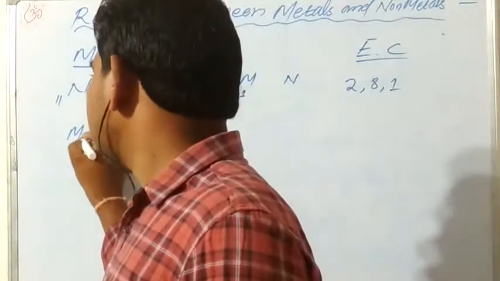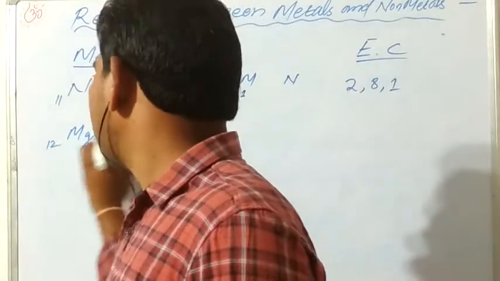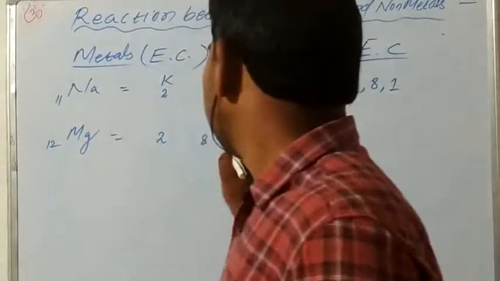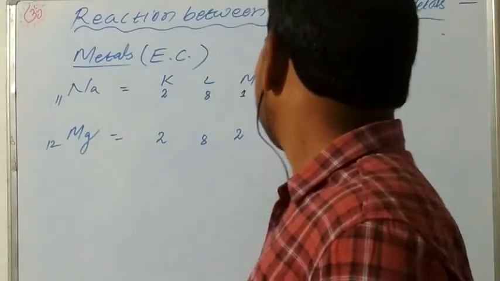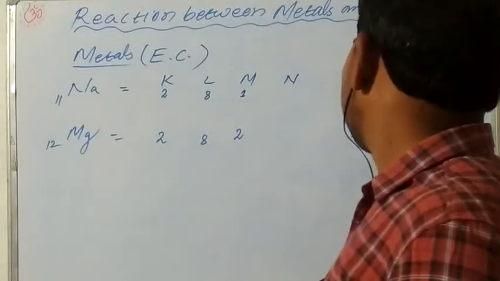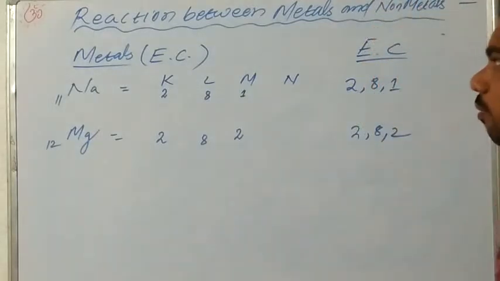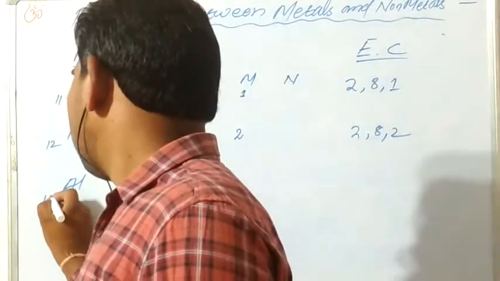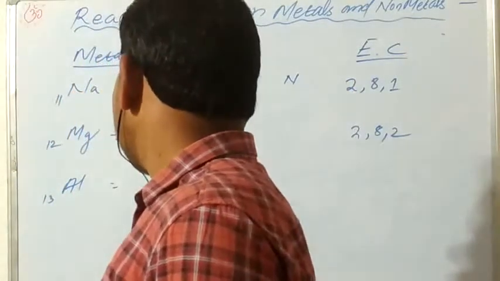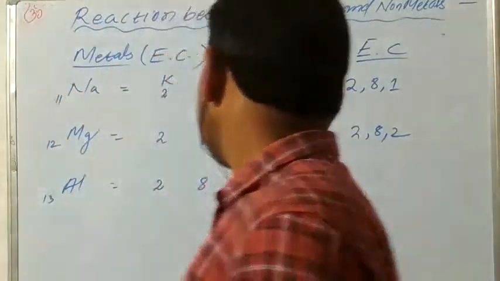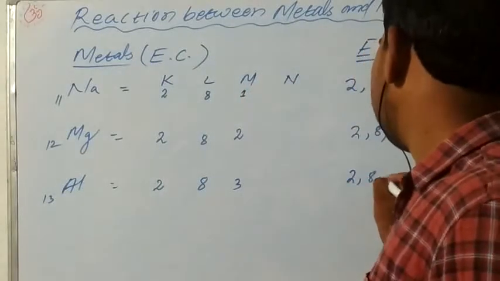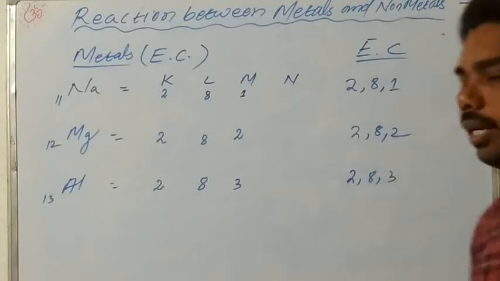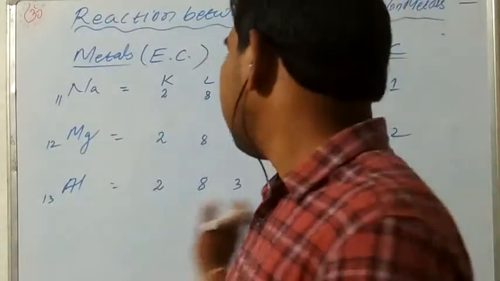Next we discuss magnesium, Mg, whose atomic number is 12. It is 2, 8 and 2. So 2, 8, 2 is the electronic configuration of magnesium. Like this, aluminium has atomic number 13, and it is 2, 8 and 3. 2, 8 and 3 is the electronic configuration of aluminium.